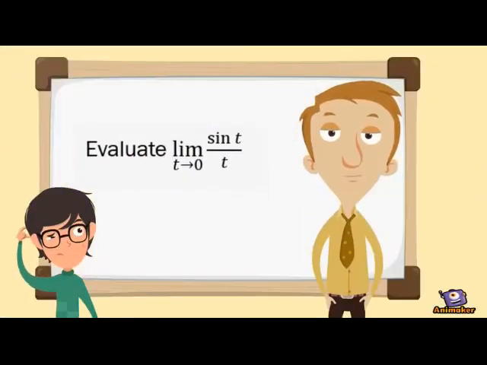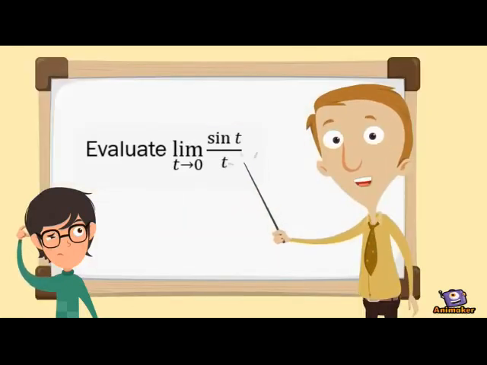First, we must evaluate f of t equals sine t over t. For the value that we are going to assign for t, it is 0. So the limit as t approaches 0 of sine t over t.